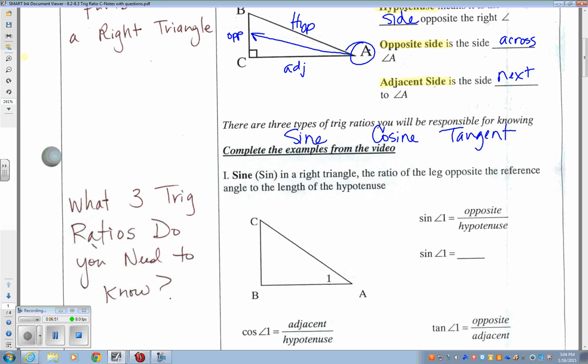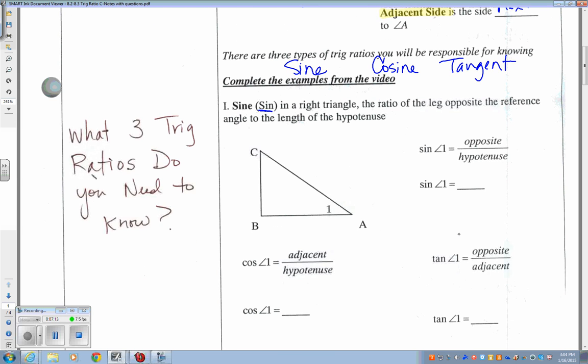That's how you spell it: S-I-N-E. Just like the abbreviation, which I'm going to show you here. S-I-N, that's the abbreviation for sine. It's not "sin," okay? It's the abbreviation. There are 3 ratios that you're going to have to know by heart.